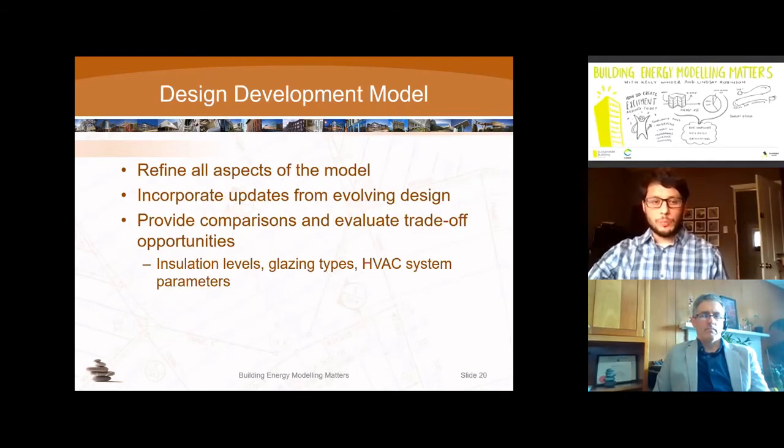As we enter design and progress through design development, we're going to refine all aspects of the energy model. We're going to incorporate updates from the evolving design and provide comparisons and evaluate trade-off opportunities, which might include different levels of insulation, different types of wall or roof constructions, glazing types, HVAC system types, and specific parameters corresponding to particular equipment, which the design team might have in mind.